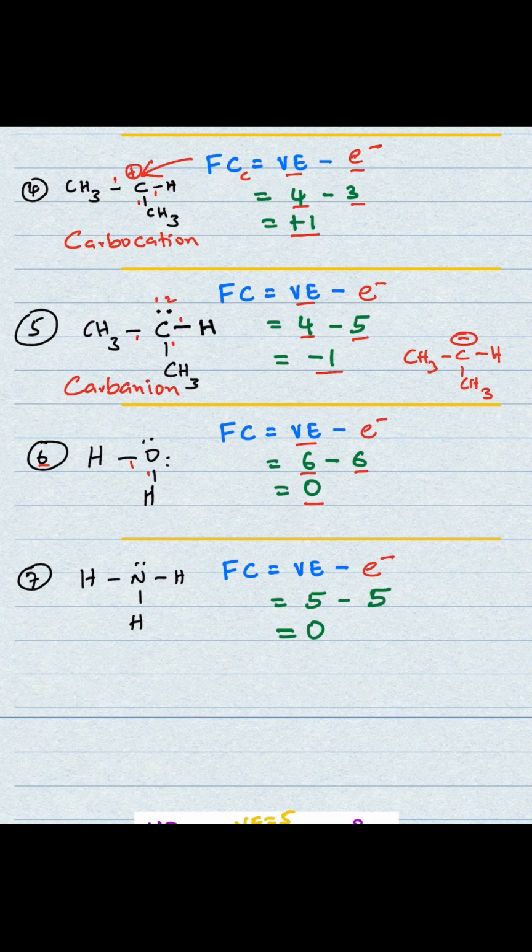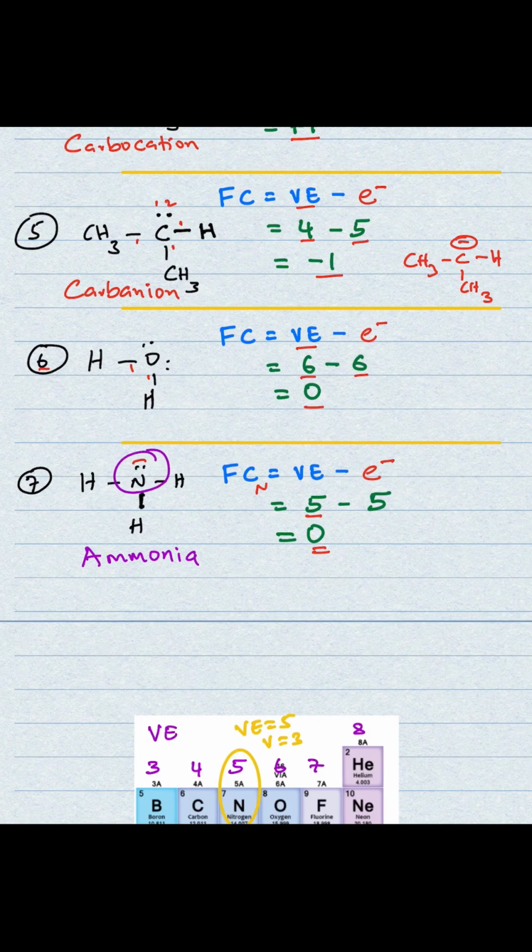The last example, we're looking at this nitrogen here. The formal charge for nitrogen equals valence electrons. Nitrogen is in group 5A, so it has 5 valence electrons. The number of electrons around this nitrogen: for each bond you have 1, which gives you 3, plus this 2 here, that gives you a total of 5. 5 minus 5 is 0, and therefore there is no formal charge on this nitrogen. This is called ammonia.